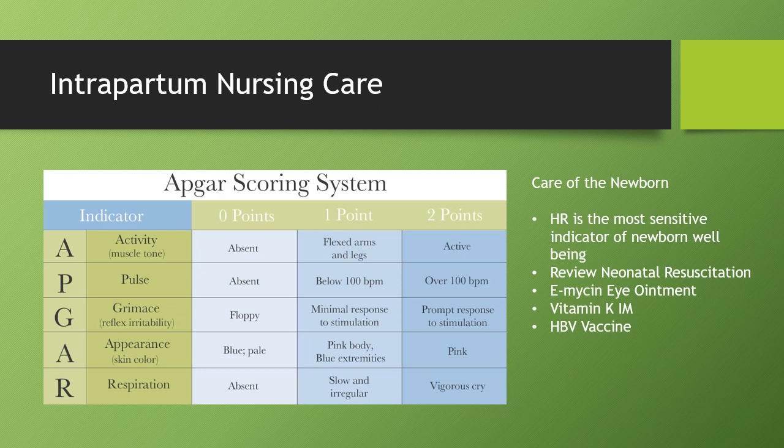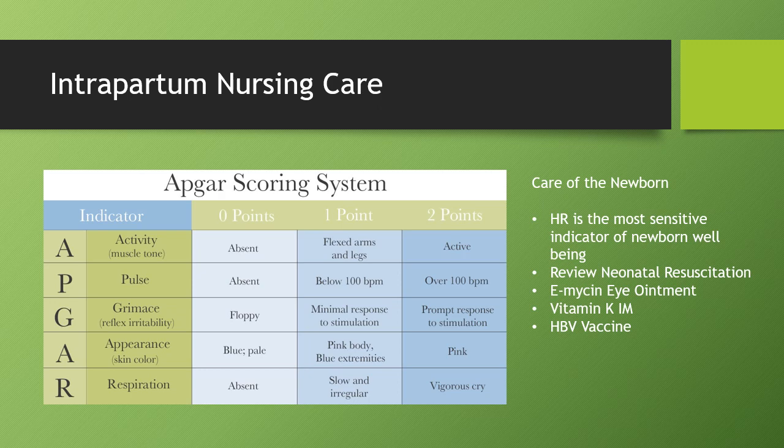Respirations then are either absent, 0 points, slow and irregular, which is 1 point, or they have this nice, strong, vigorous cry, which is 2 points. So the perfect baby is this nice, active baby with a great, strong, vigorous cry that's actively responding to or resisting anything that you do that's painful or not like warm and snuggly.